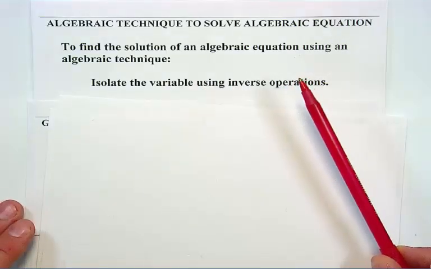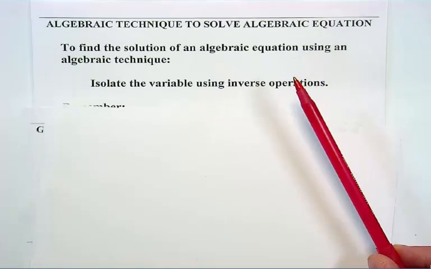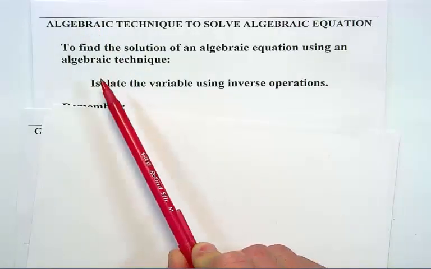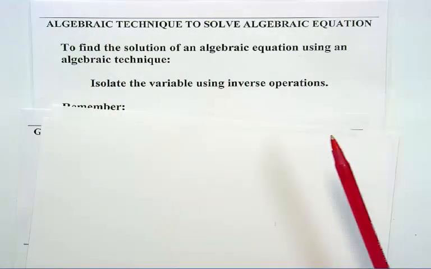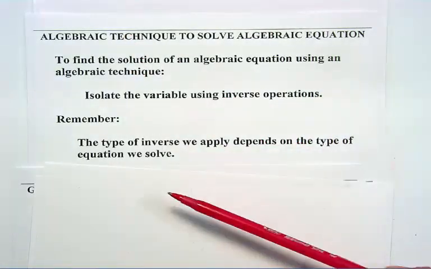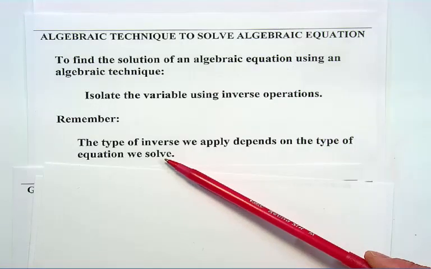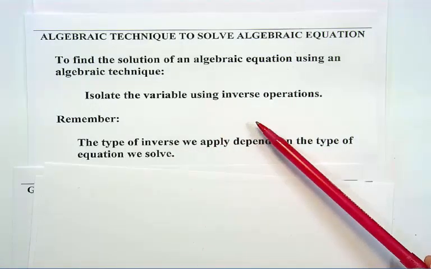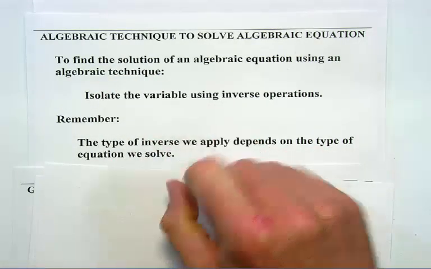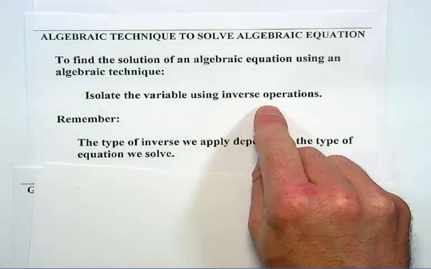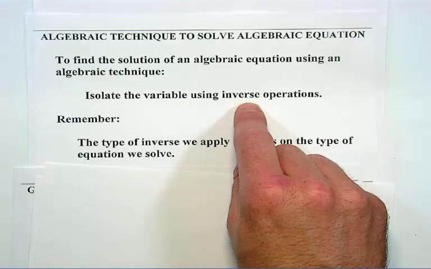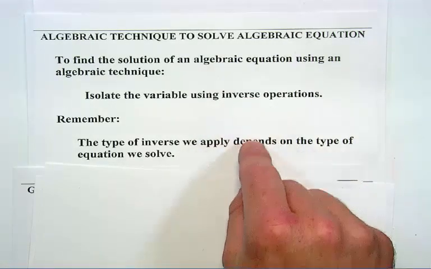That's a lot of blah, blah, blah. Mathematicians sounding nerdy. It's true. The whole idea of solving an algebraic equation algebraically: isolate the variable using inverse operations. We will have a special thing to remember in this particular technique. The type of inverse we apply depends on the type of equation we solve. Algebraic techniques isolate the variable using inverse operations. The inverse we're going to use depends on the type of equation. So this type of technique is going to change depending on the equation type.